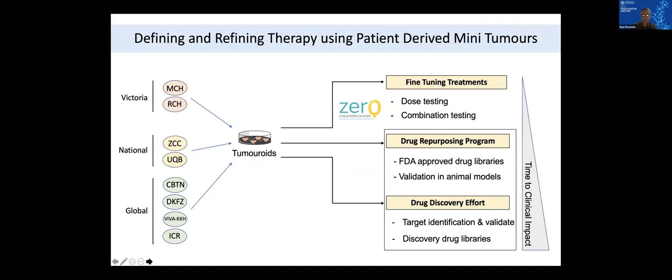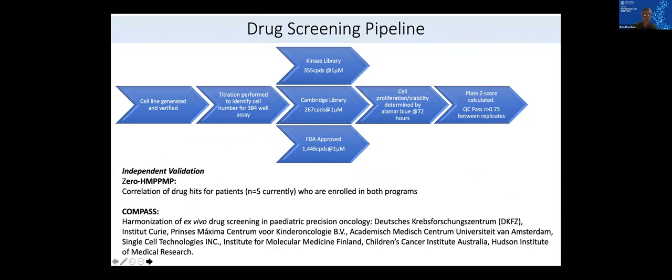So at a functional level, we're using these models at the acute level to work with our clinical colleagues to look at particular drug combinations or dose testing for patients where we generate models in real time. But really our main effort is around identifying the next generation of precision oncology agents using these models, and that requires drug discovery and drug development efforts.